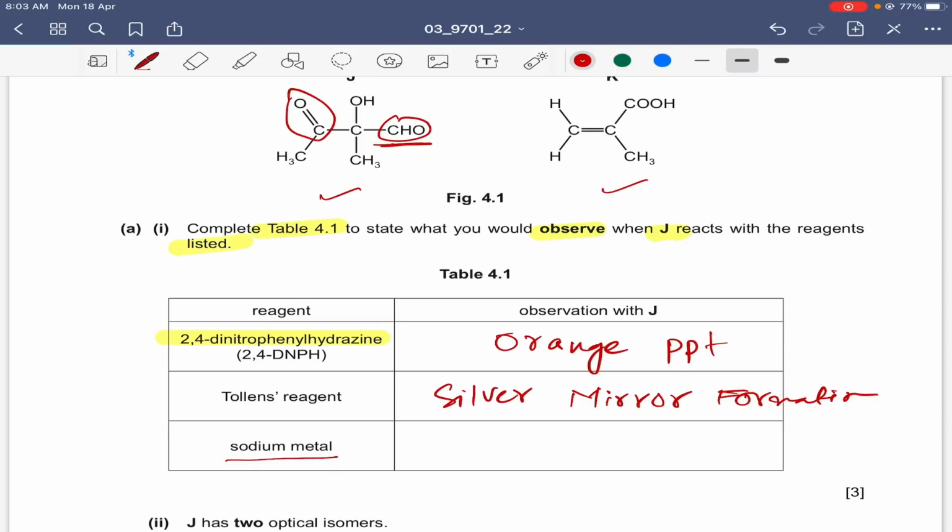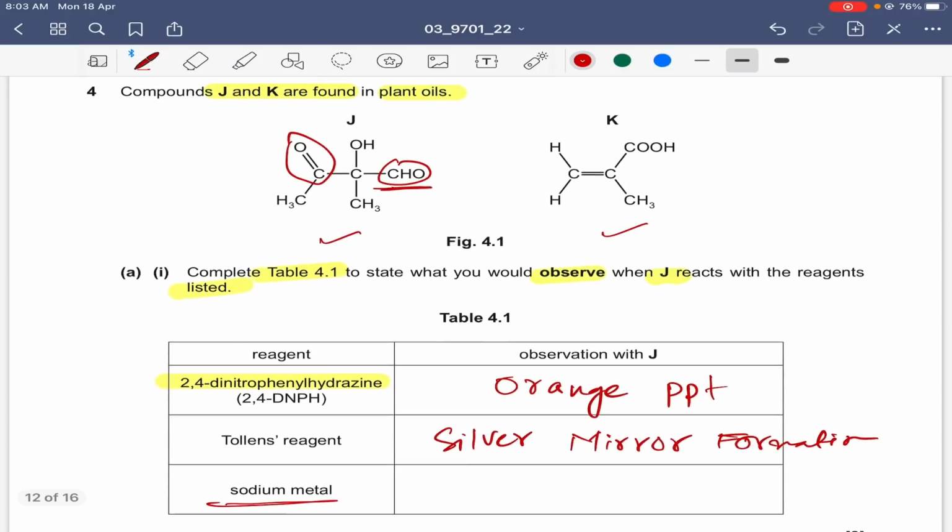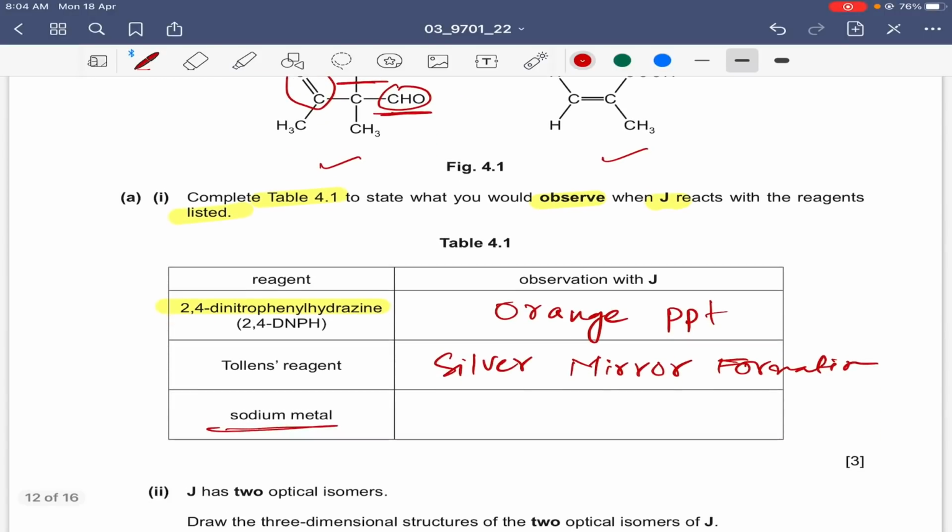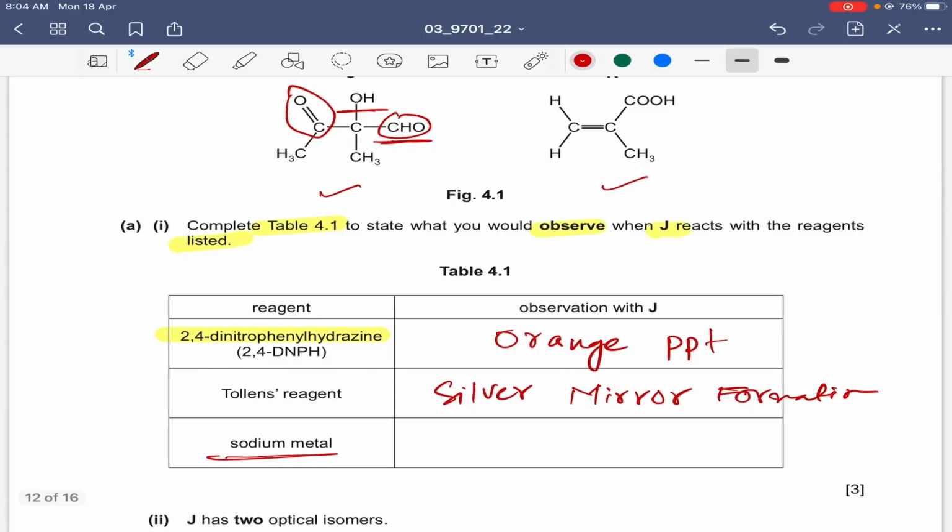And lastly, with sodium metal. Sodium metal can react with the alcohol. It is a slightly acidic alcohol. It can react with active metals. And when it reacts with sodium metal, it releases hydrogen gas. So that means bubbling or effervescence. Right, so these are the three observations.